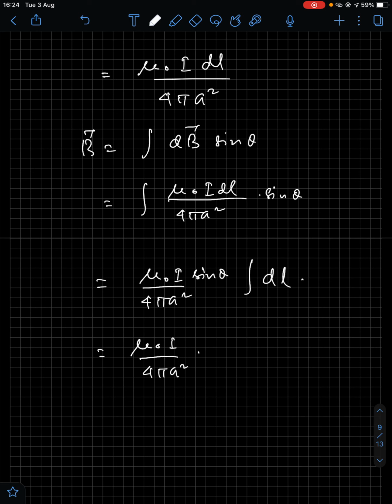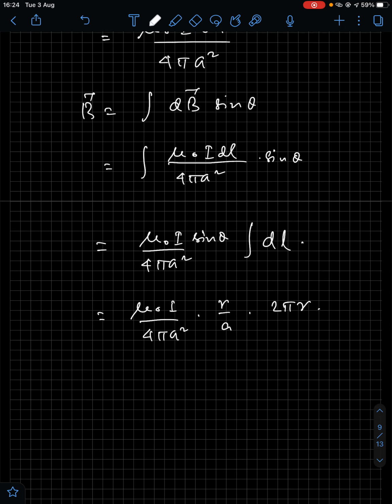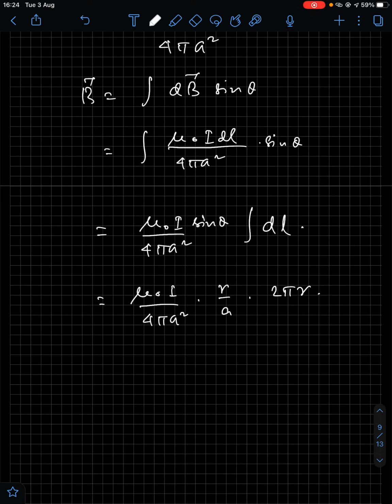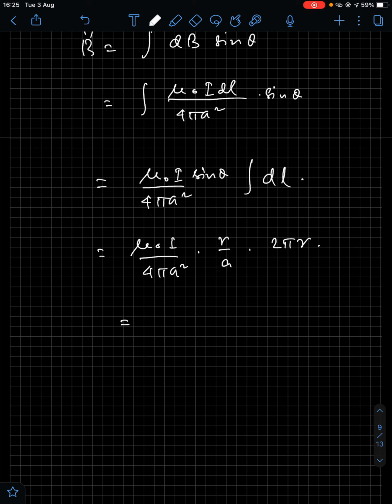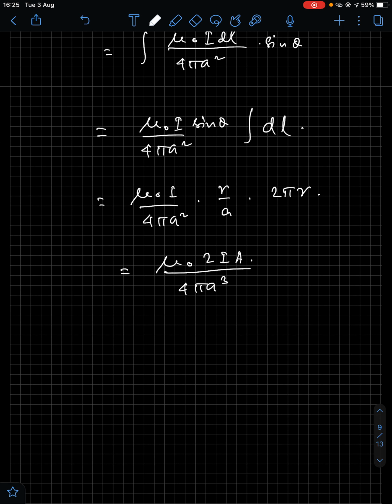So mu naught I by 4 pi a square, sin theta is r by a, into integral dl is twice pi r. I hope this part is clear. Integral dl is summation of all those small length elements spread across the loop, and that will give you the perimeter of the loop. Now this is giving you mu naught, you see here you have pi r into r, this is pi r square, that can be written as A, area of the loop. So we can write down as mu naught 2IA divided by 4 pi a cube.